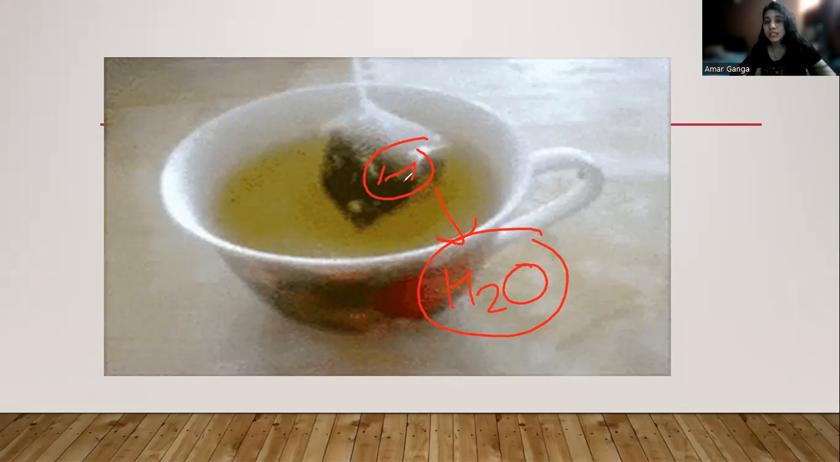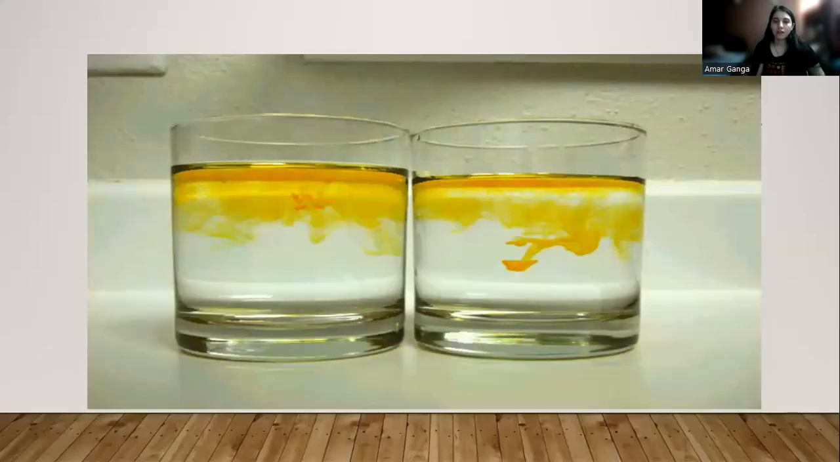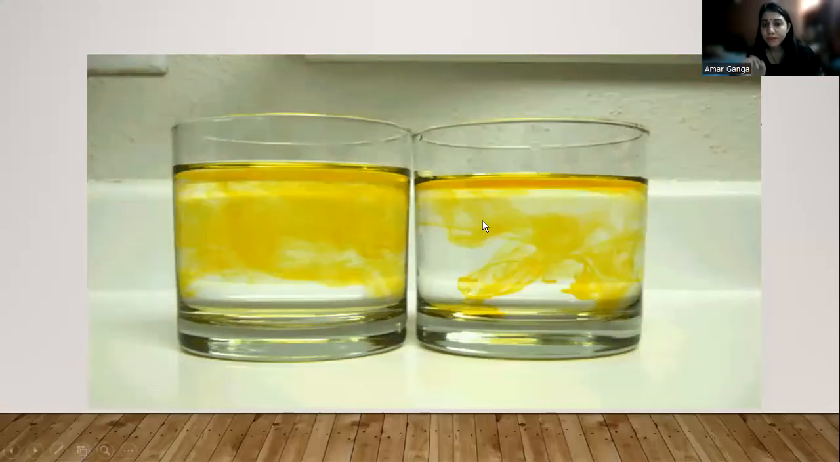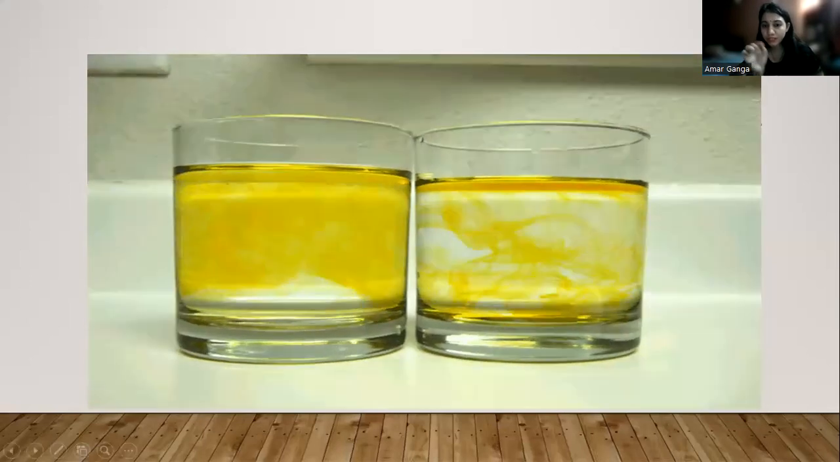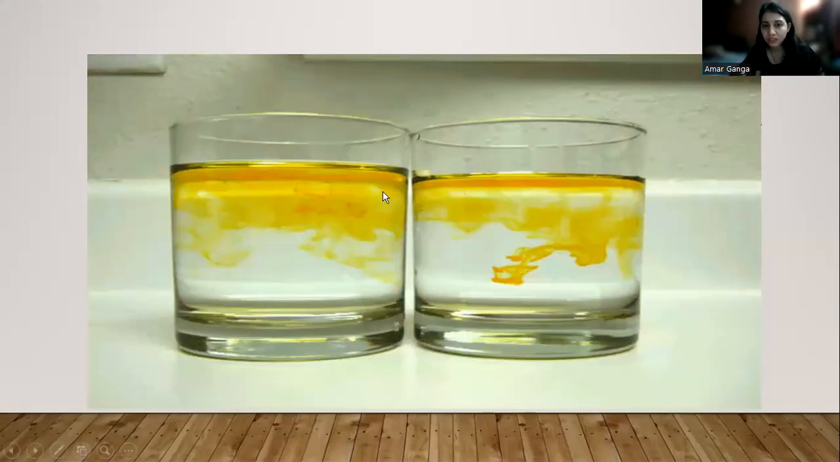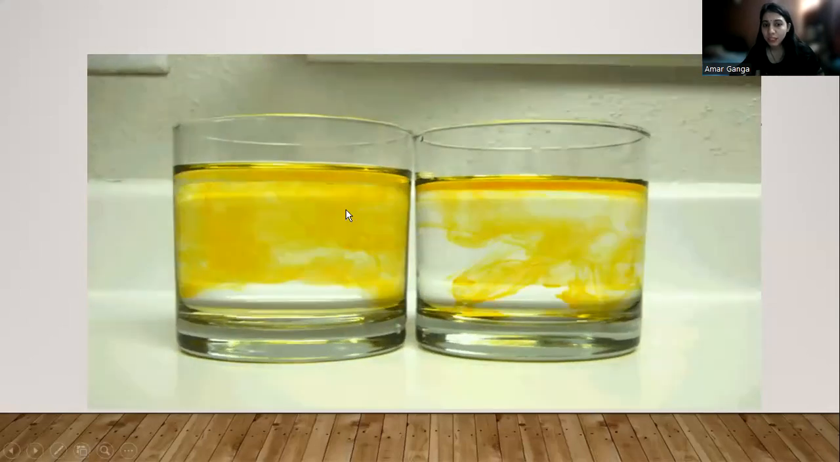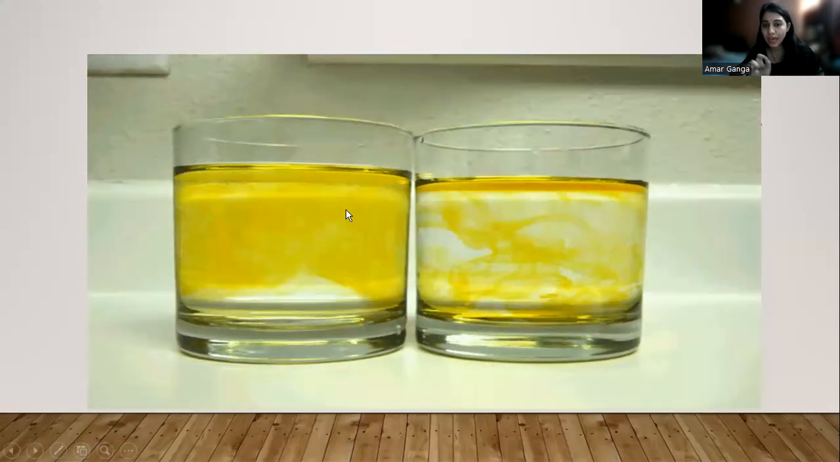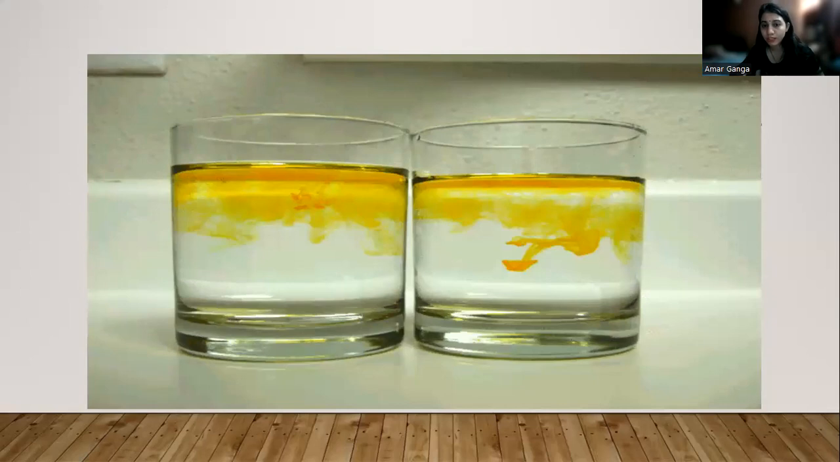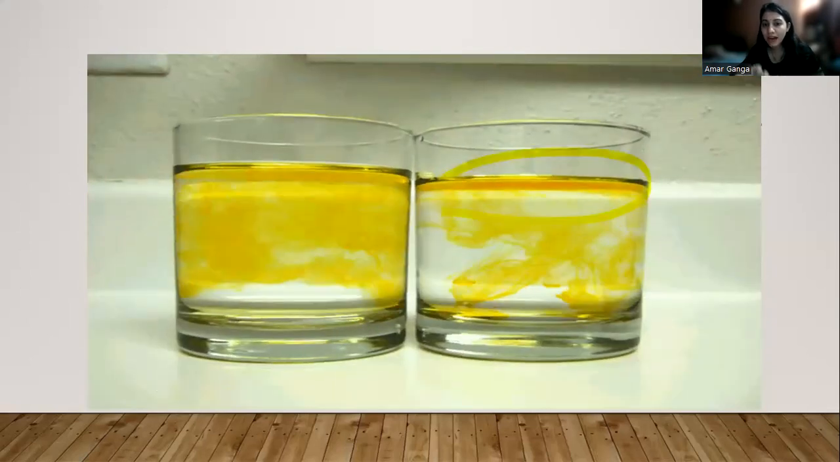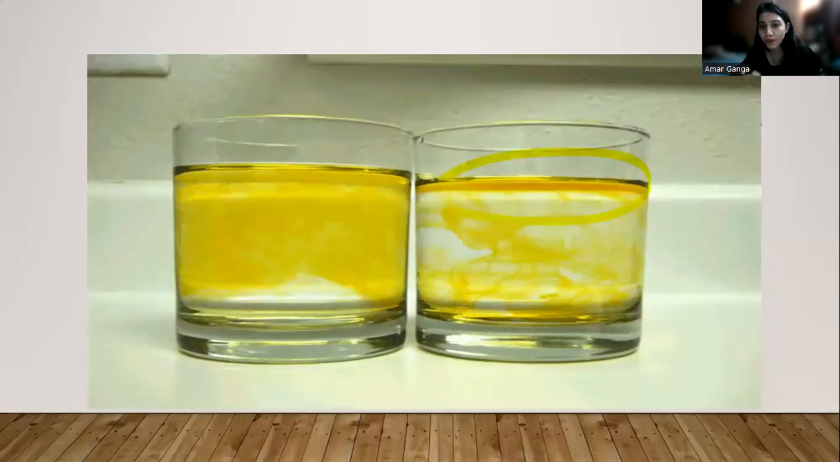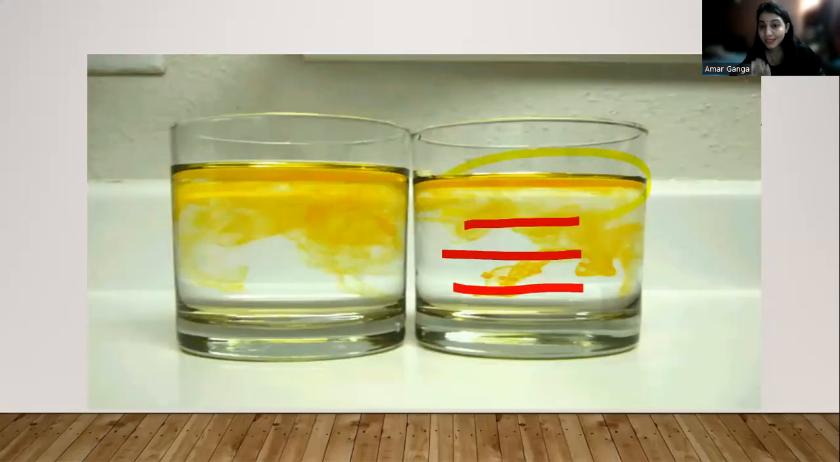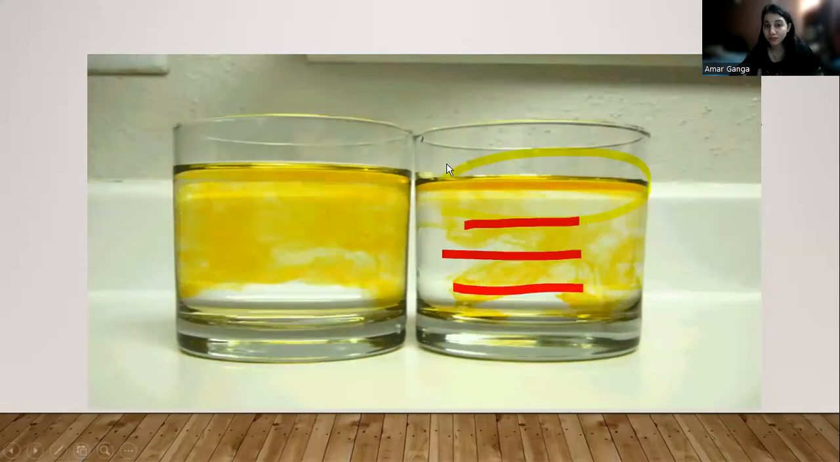So now the next example of diffusion is, here you can see water and food color. When we add food color into water, it again mixes. As you can see here in this picture, this yellow color is a food color, and when we add this food color into water, it again moves from higher concentration to lower concentration. So this is also an example of diffusion.